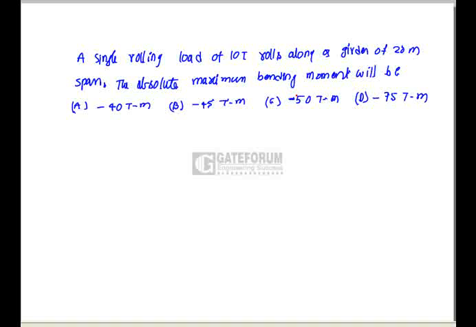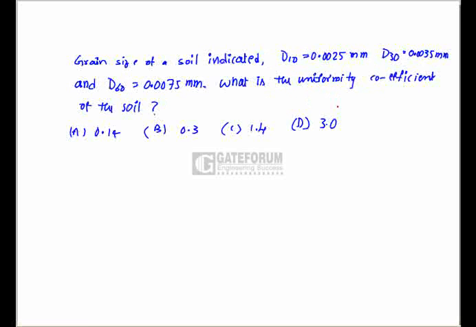The absolute bending moment for a girder with a 10-ton roller and a span of 20 meters is 50 ton per meter. It is in the negative direction, so the minus symbol is going to be there. Option C is correct.